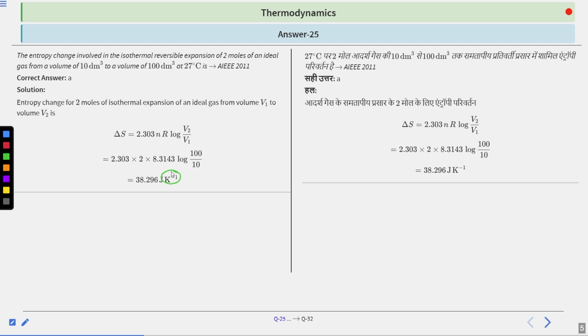Why are we getting joule per Kelvin? Because R has a unit of joule per Kelvin per mole, and n has a unit of mole. So mole and per mole will get cancelled out, and that will result in joule per Kelvin. Whereas this is a ratio of volume, so it will have no unit. In this way you will solve this question. Now moving on to the next one.